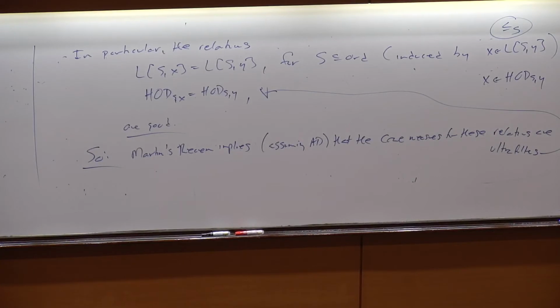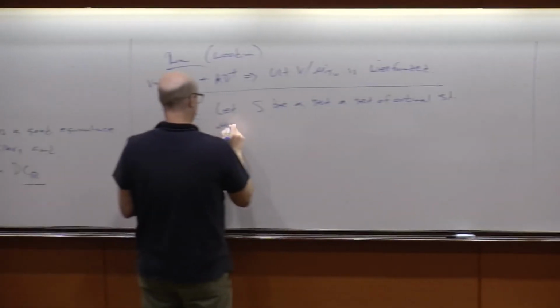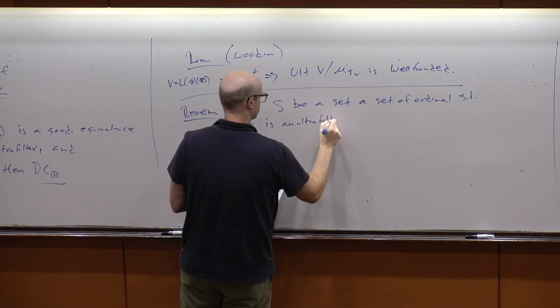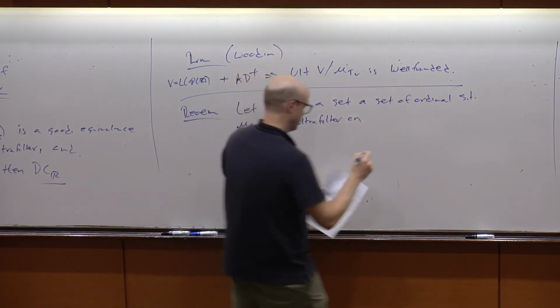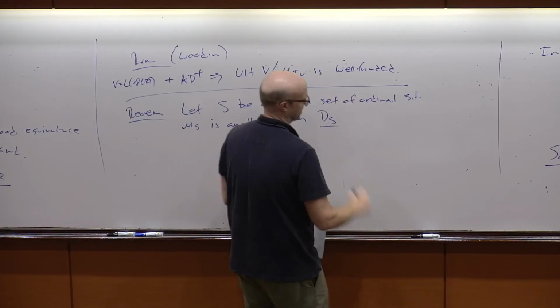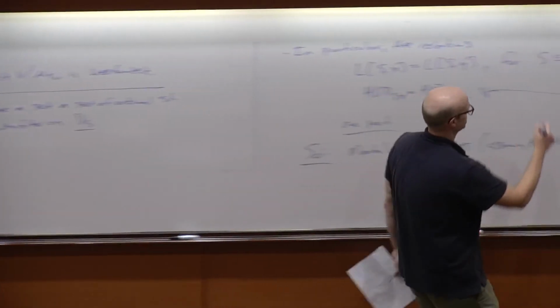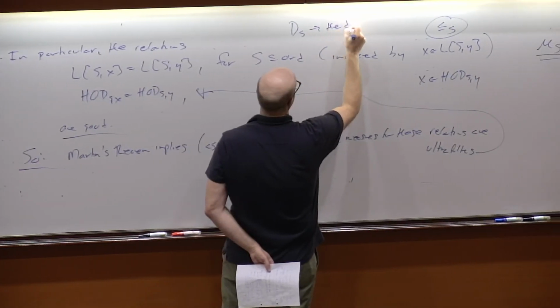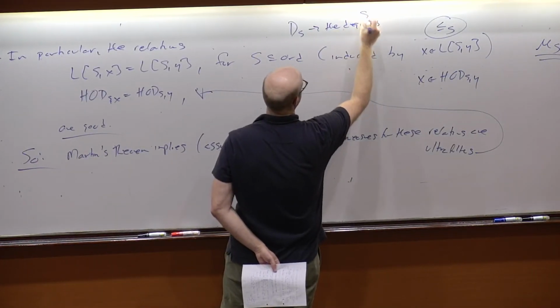So let S be a set of ordinals such that mu S is an ultrafilter on D S. That's the corresponding set of degrees, just the S degrees in this sense.